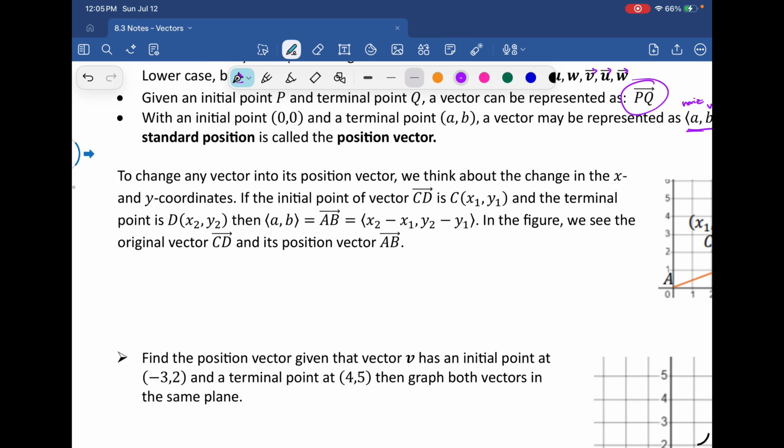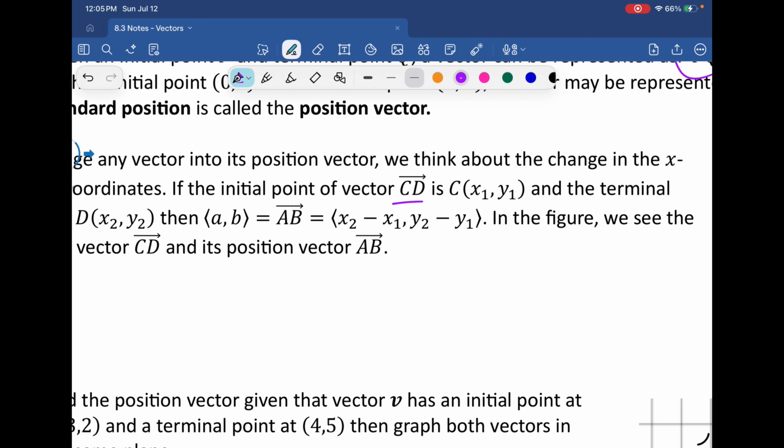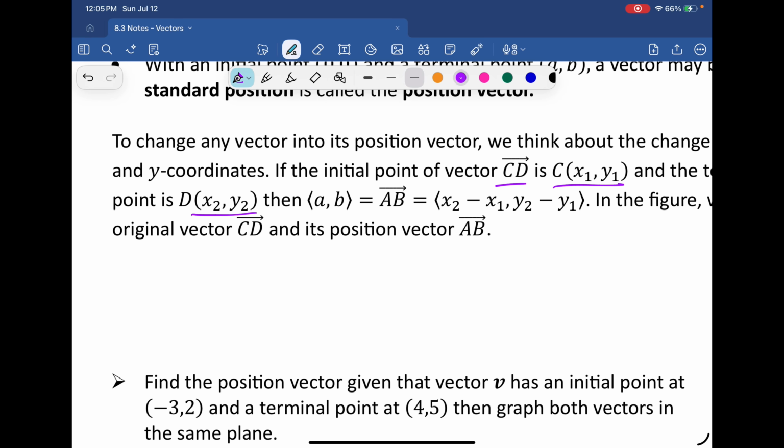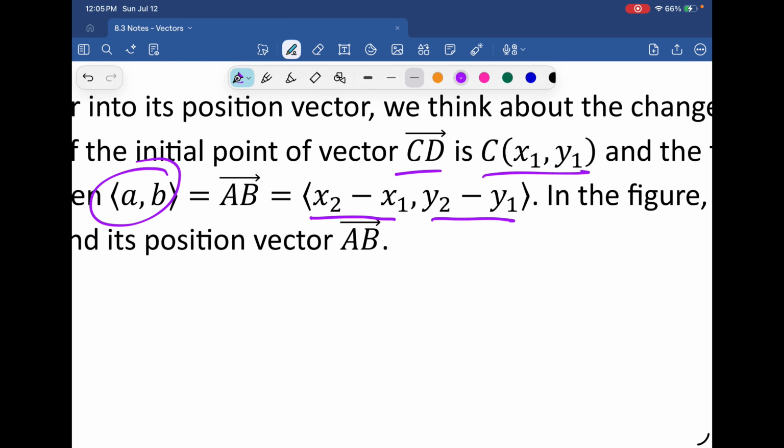Okay, and it's generally the order in the vector CD. So C is your initial, D is your terminal. Then the position vector is x2 minus x1, y2 minus y1. Best way to think of it is terminal minus initial.